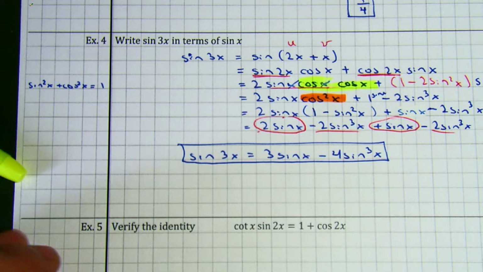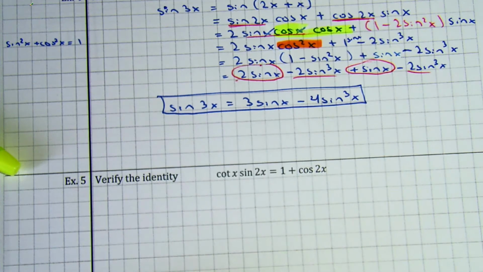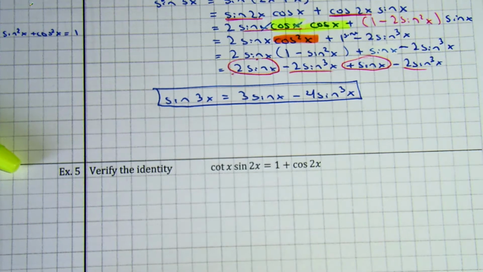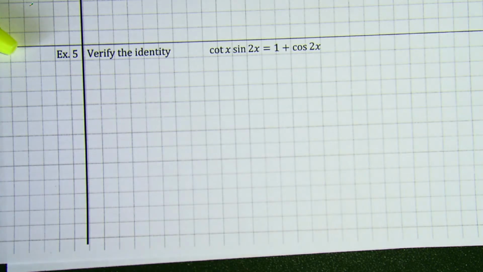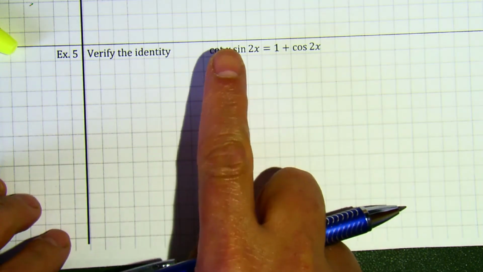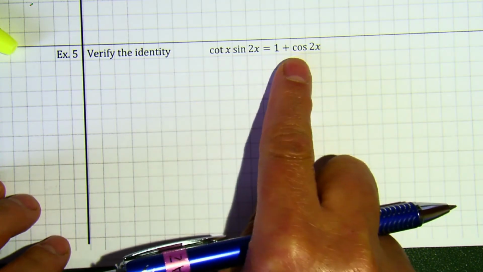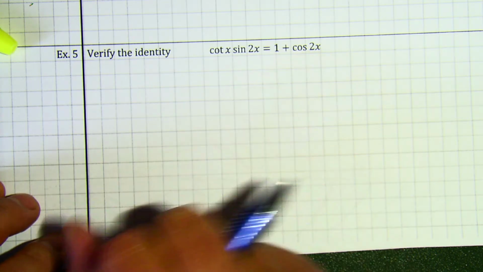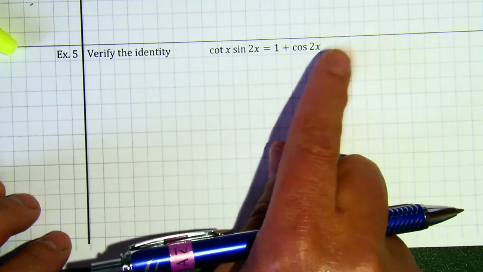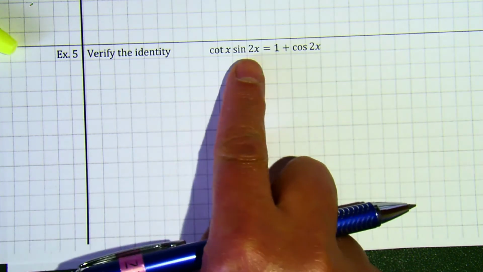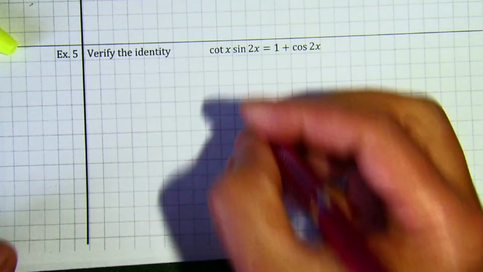Example number 5. Verify the following identity. So verify identities again. I need to be able to prove that this expression is equal to this expression here. So I need to decide, do I start with the left or with the right? And notice that we have our double angle identities.